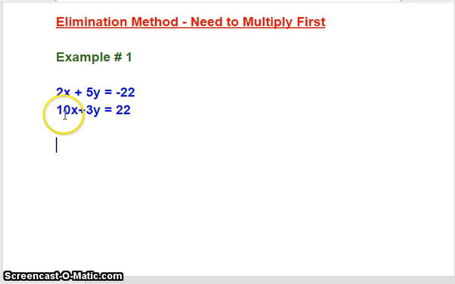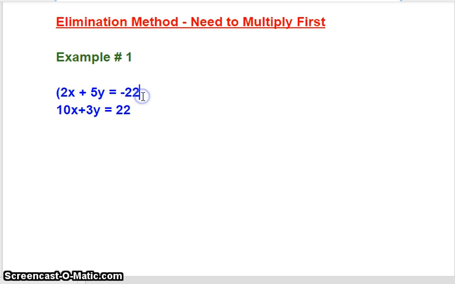So first thing we need to do is see if we can find a pattern, because let's look at the multiples. And the first thing I notice here is that I have a 2x and a 10x. And I know from my multiplication tables that if I multiply 2 times 5, I will get 10. But what if I multiply by negative 5? Negative 5 times 2 would give me negative 10. And then if I added these two equations, I'd be able to cancel out the x's. So let's try that.